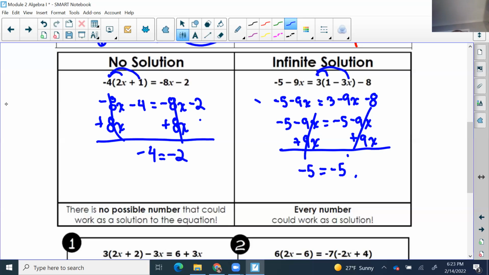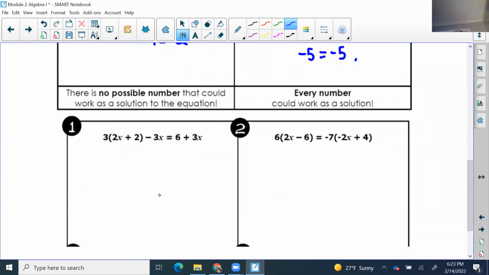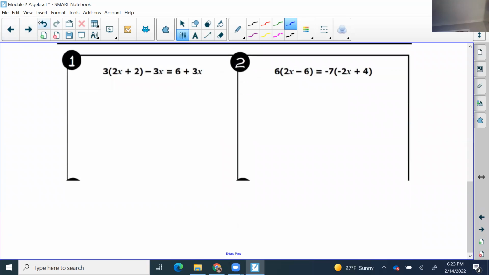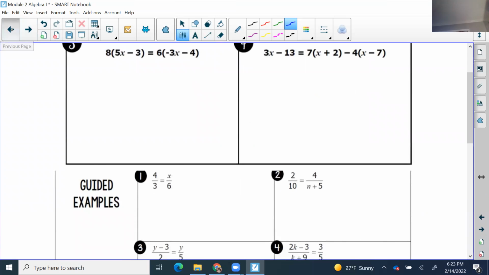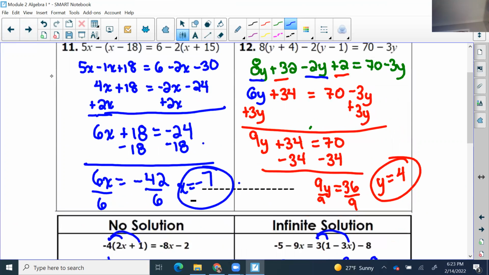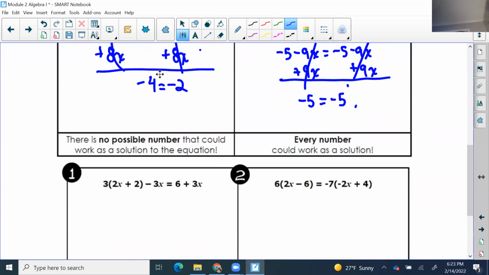So I'm going to give you a couple of examples. Now, some of these will have a solution, some of them will have infinite solutions, and some of these will have no solutions. But I just wanted to go through a couple of examples like that. And again, the more practice you do with solving equations, the better off you're going to be. So let's go ahead and try this one right here.